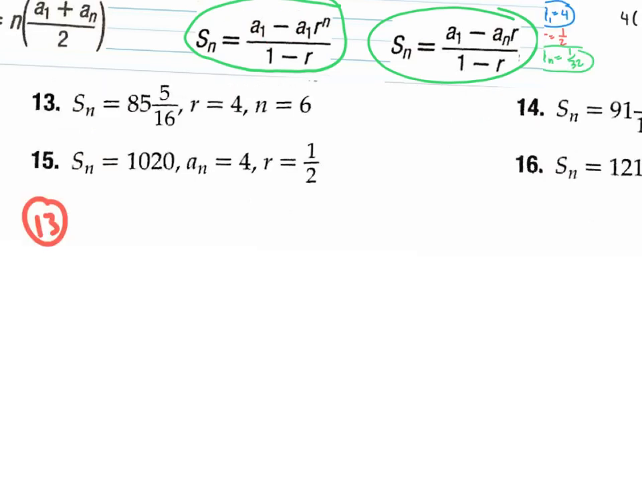So let's do number 13 right here. We end up with s sub n. Right, if we're looking at the formula, S sub n is really 85 and 5/16.